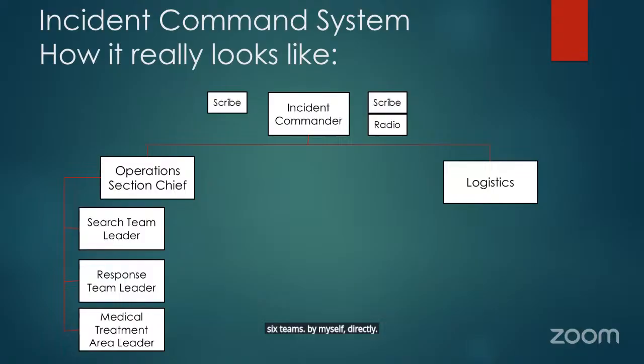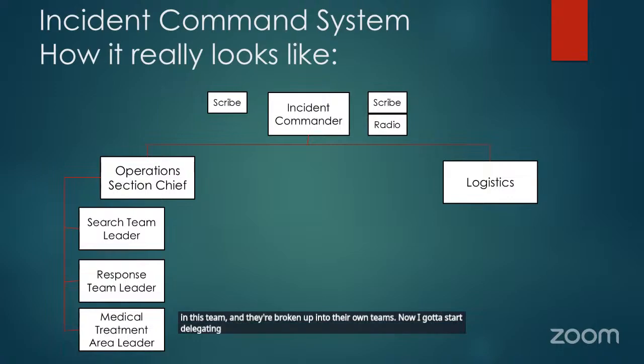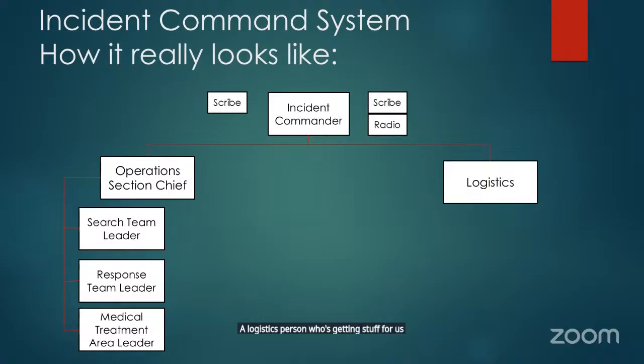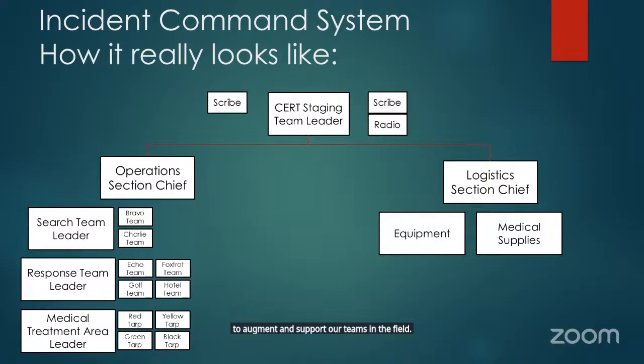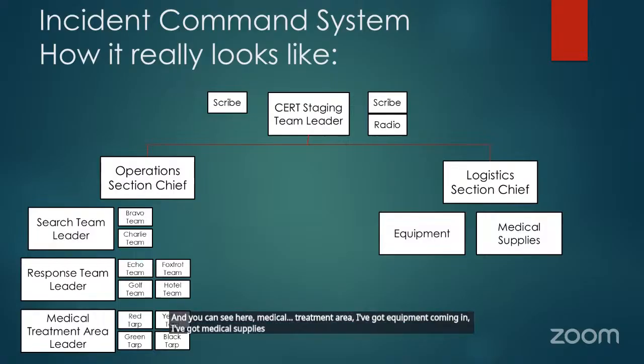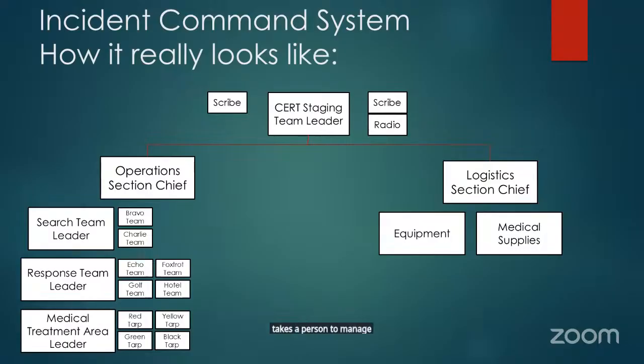And as I get more people, we've got 30 people now in this team, and they're broken up into their own teams. Now I got to start delegating. I need an operations section chief, a logistics person who is getting stuff for us, finding resources, where are our caches, where is our equipment located, what do we need to augment and support our teams in the field. And you can see here the medical treatment area. I've got equipment coming in. I've got medical supplies, and each of those takes a person to manage because it's so much.